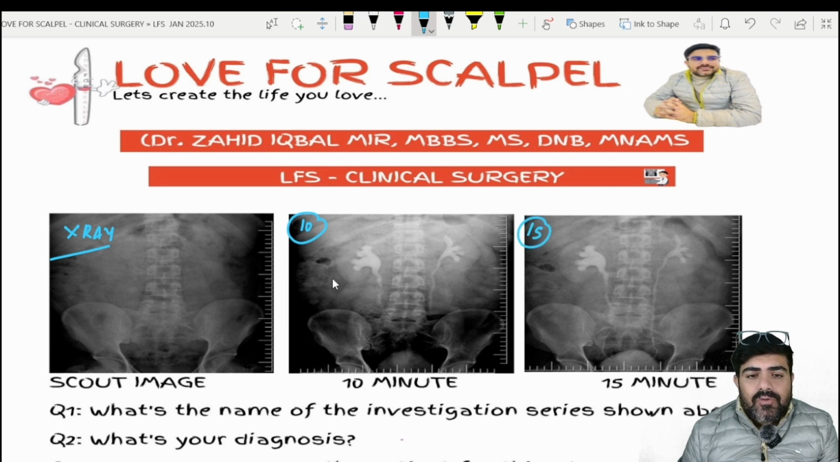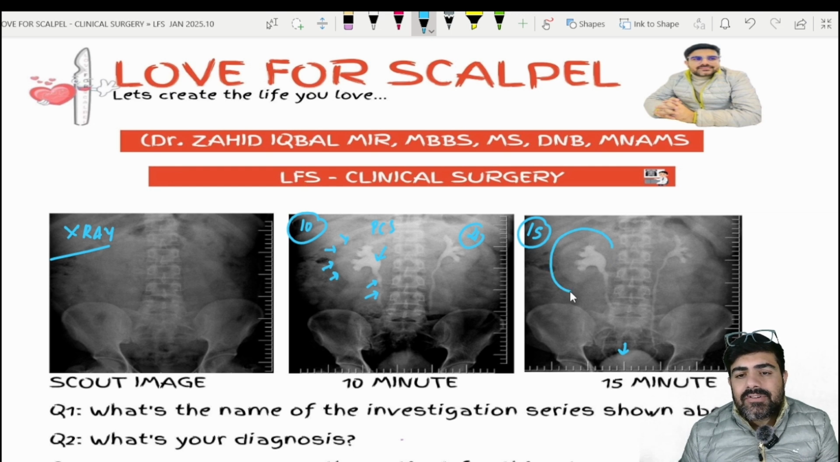So this image shows the renal outline. There is a dilated pelvicalyceal system, a dilated proximal ureter, with a ureteric calculus in the mid-ureter. The left-sided system is normal, with a normal left ureter. In the 15 minute film, we can see the contrast has reached the bladder also, and there is a dilated pelvicalyceal system on the right side along with proximal ureter dilatation.